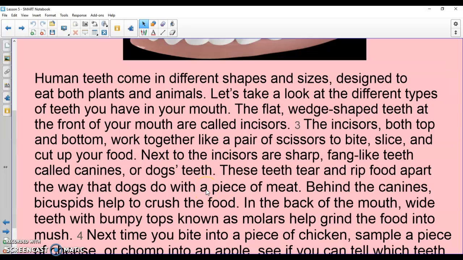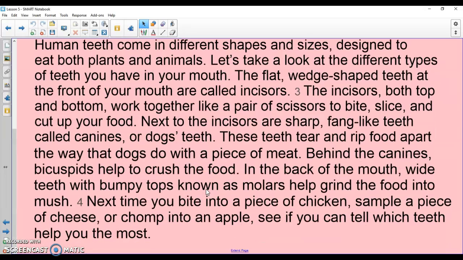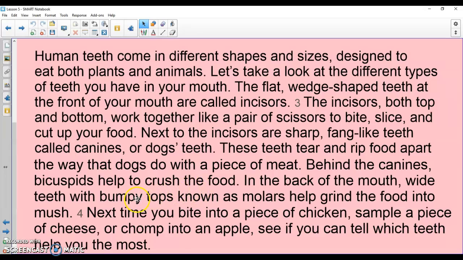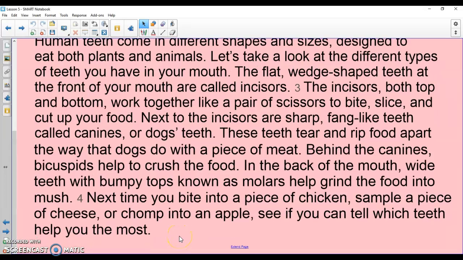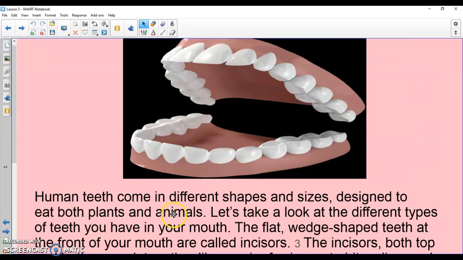These teeth tear and rip food apart the way that dogs do with a piece of meat. Behind the canines, bicuspids help to crush the food. In the back of the mouth, wide teeth with bumpy tops known as molars help grind the food into mush. Next time you bite into a piece of chicken, sample a piece of cheese or chomp into an apple, see if you can tell which teeth help you the most.